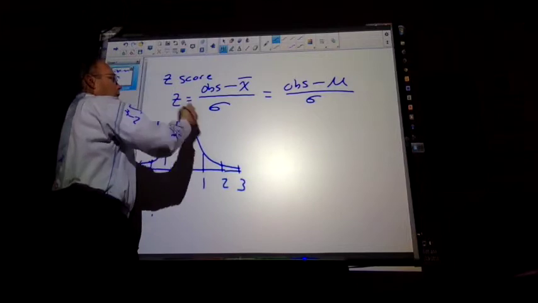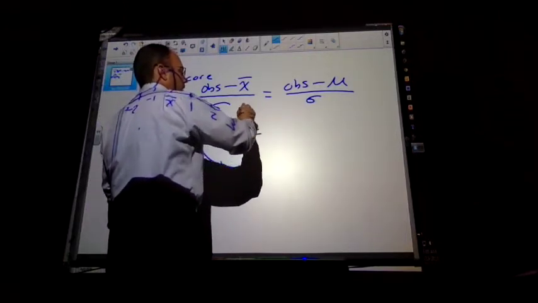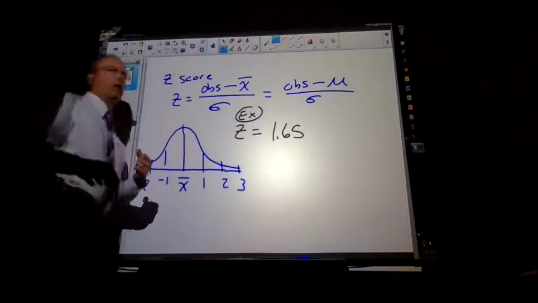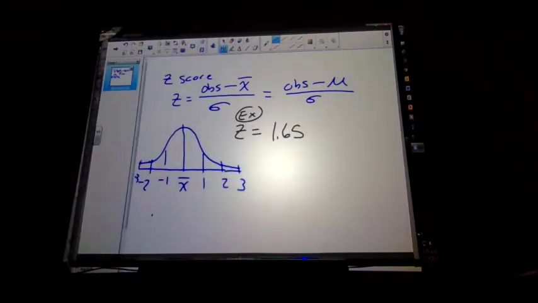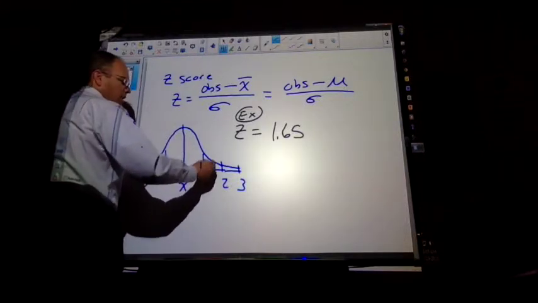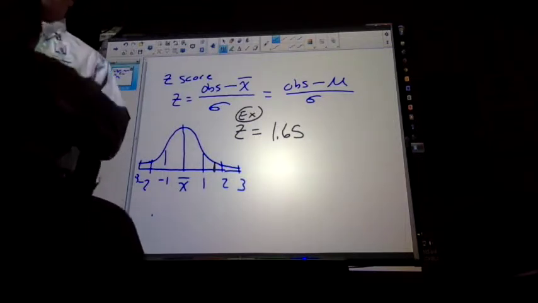So a z-score you can easily find, and this would be an example of 1.65, which technically would mean that you are 1.65 standard deviations above the average, so that might take place here. Okay? That's the first thing. Is that okay? And I know we've talked about it. I know you're okay with it.